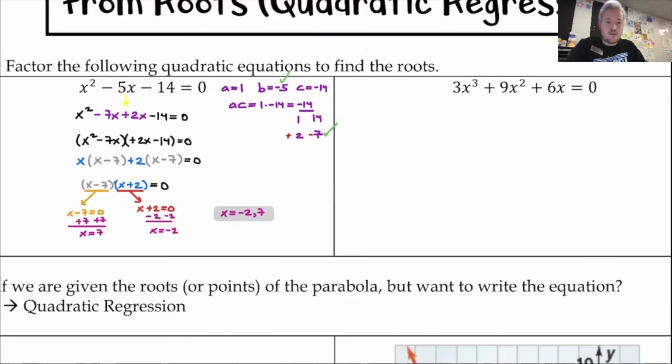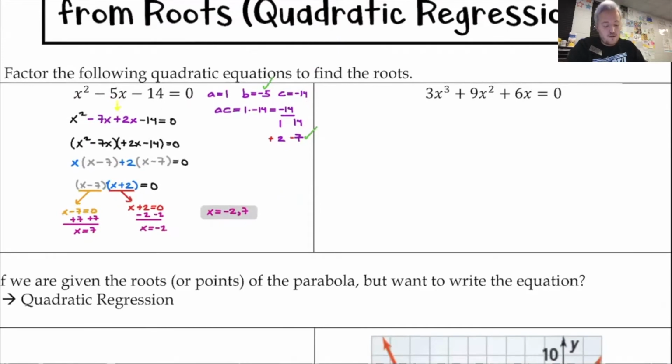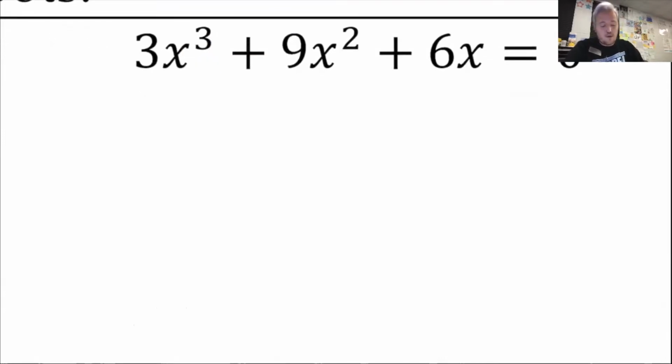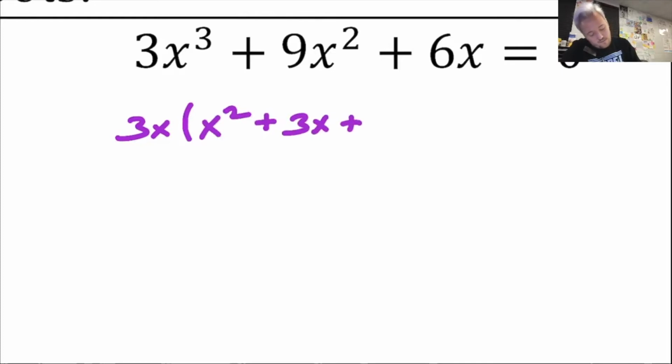So now we're going to do the same idea for the next one. So notice how on this next one here, this is actually to a third power, not a root. So that means we can have up to 3 solutions on this one. So what I'm going to do first is I want to determine if I can take out a GCF. So looking at 3x cubed, 9x squared, and 6x, what I can take out is a 3x. So when I take out that 3x, I'll have x squared plus 3x plus 2 equals 0.